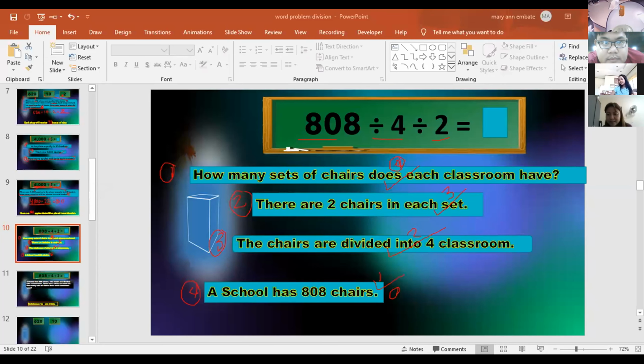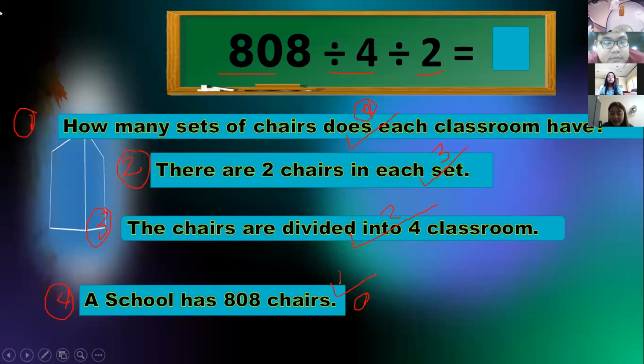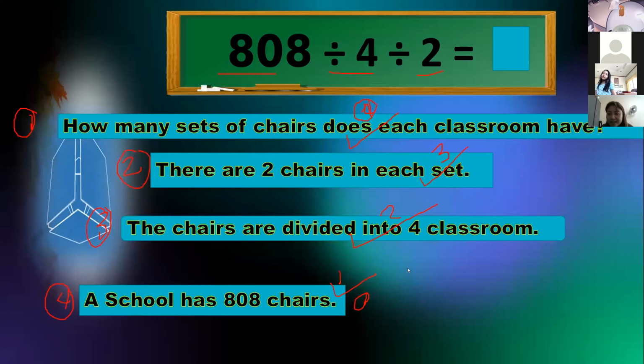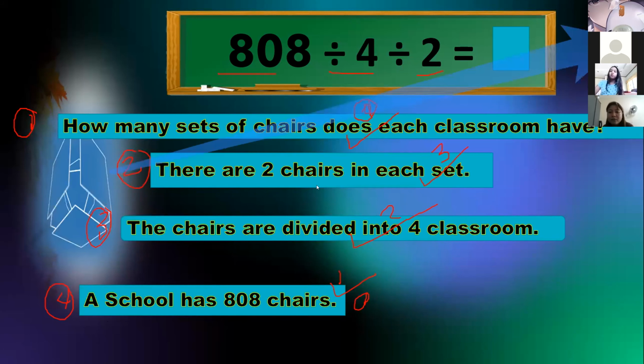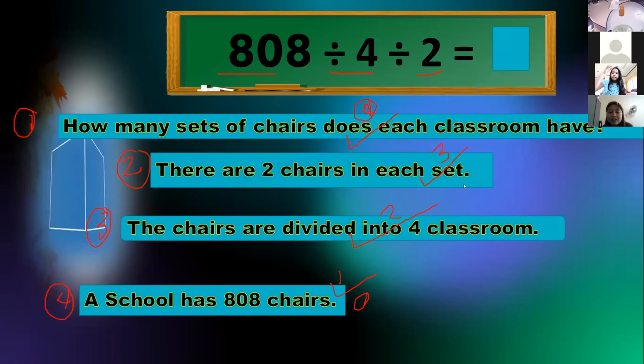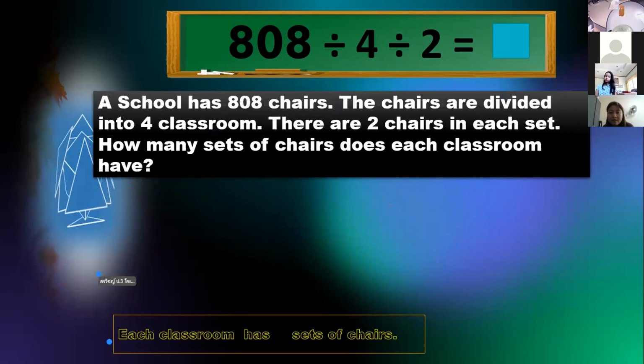Okay, so again here. So the first one is a school has 808 chairs. The second is the chairs are divided into 4 classrooms. And the third is there are 2 chairs in each set. And the last will be how many sets of chairs does each classroom have? Okay, so that is the answer.